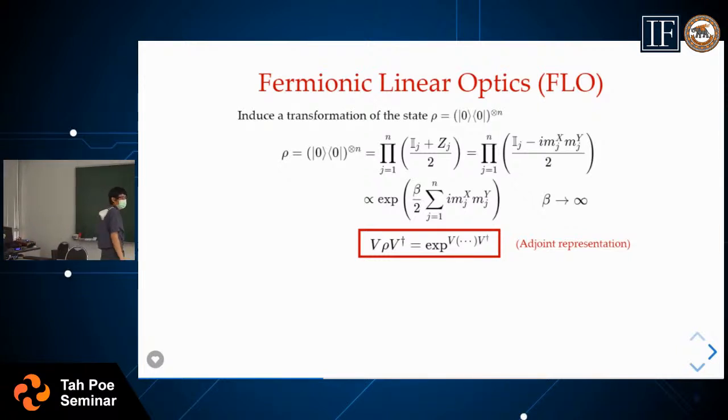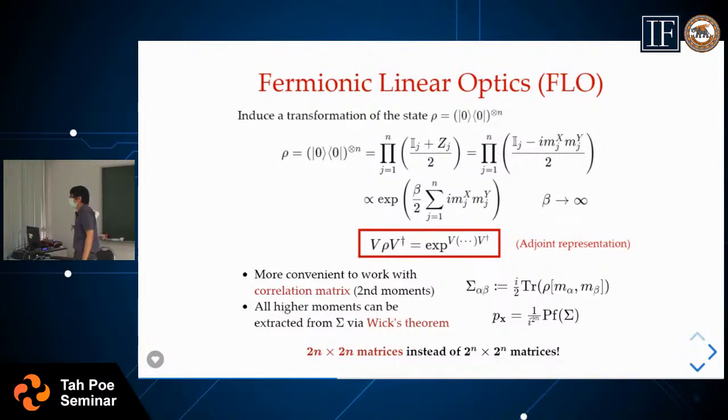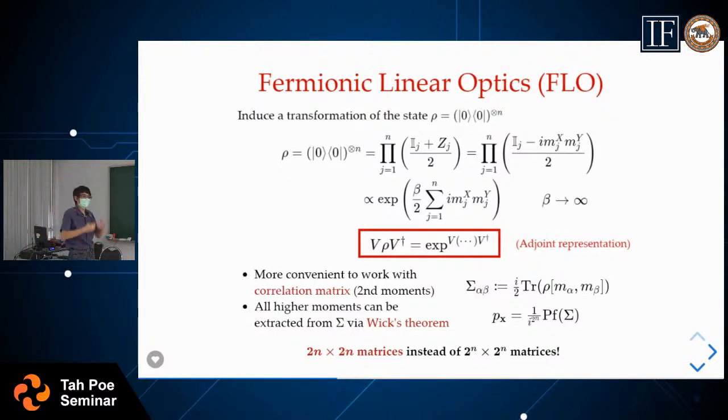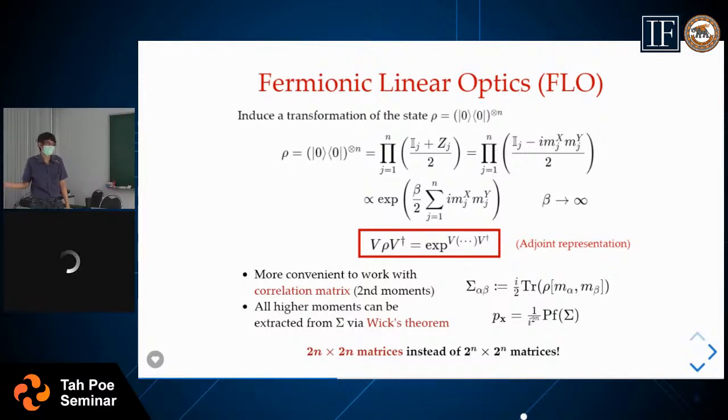But why do I tell you all of this? The upshot is that simulation, even strong simulation, of fermionic FLO circuits, starting from this all-zero computational basis state, is actually very easy. Instead of the curse of Hilbert space, where the dimension increases exponentially in the number of qubits, all the calculations you can do, including calculating the probability of measurement at the end, you can do on 2n by 2n matrices instead of 2 to the n by 2 to the n matrices.